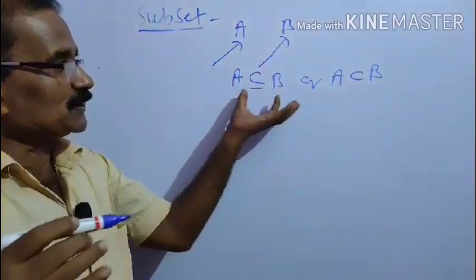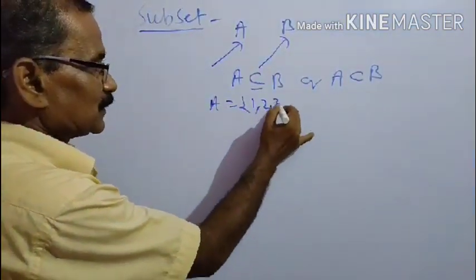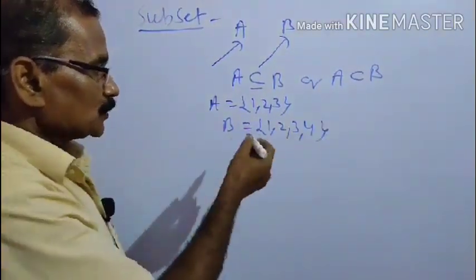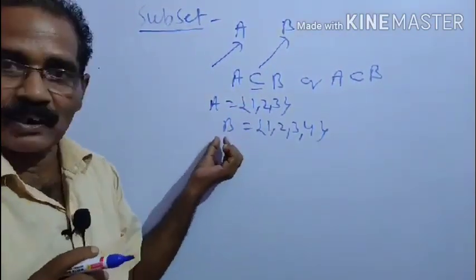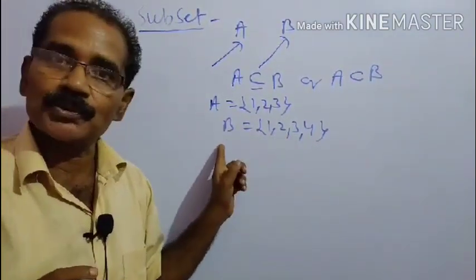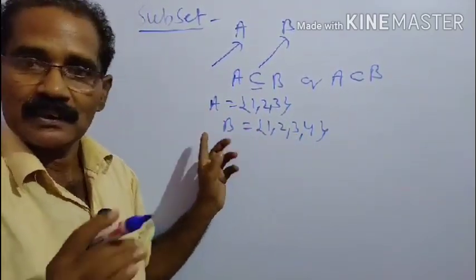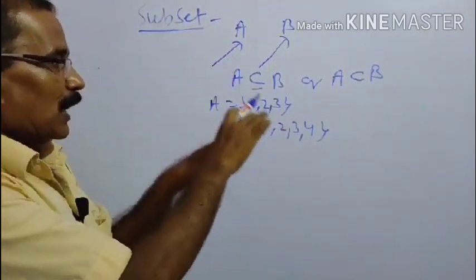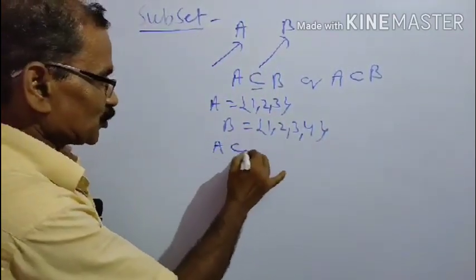What is the difference between subset and proper subset? Suppose A = {1, 2, 3} and B = {1, 2, 3, 4}. We observe that 1 belongs to A and 1 belongs to B, 2 belongs to A and 2 belongs to B, 3 belongs to A and 3 belongs to B. That is, every element of A is present in B, so A is a subset of B.